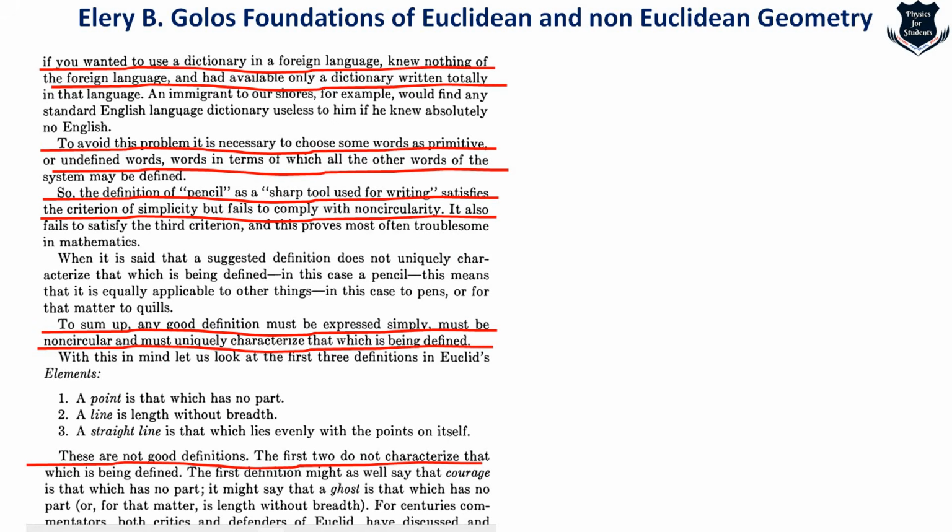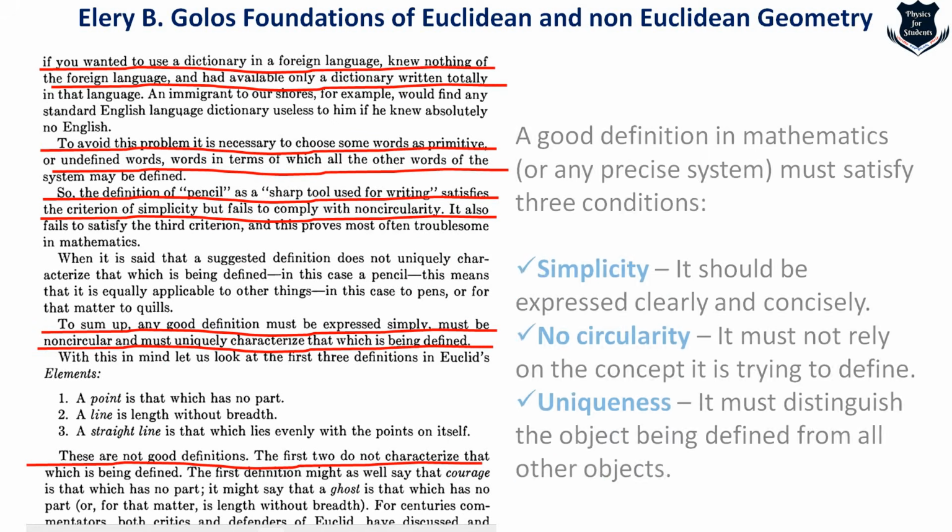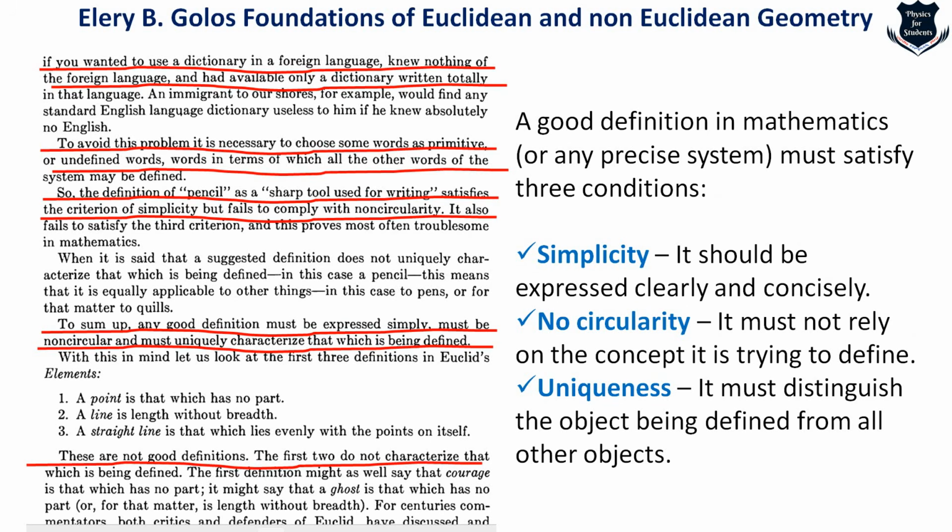And I have further highlighted a few of the points and summarized them here. So what Golos tells in this book is that a good definition in mathematics must satisfy three conditions. One, simplicity. It should be expressed clearly and concisely.